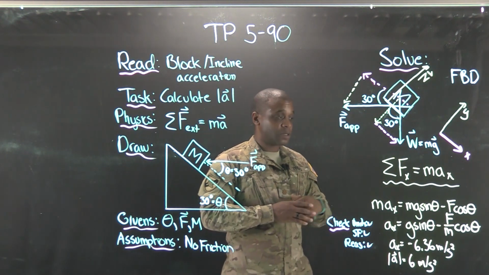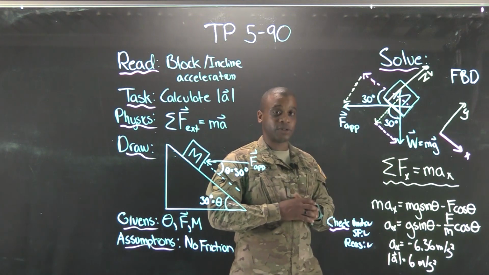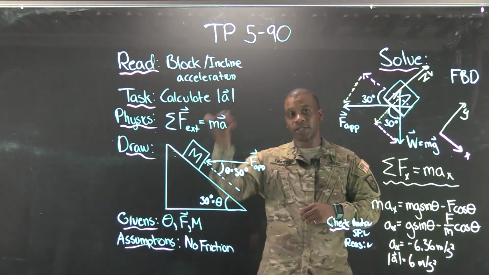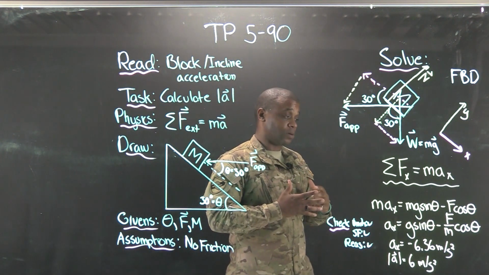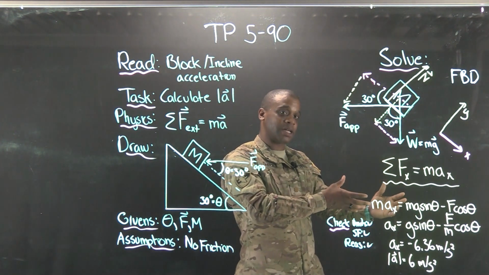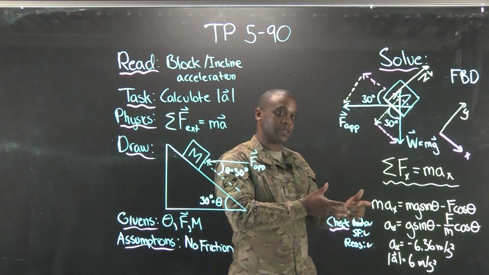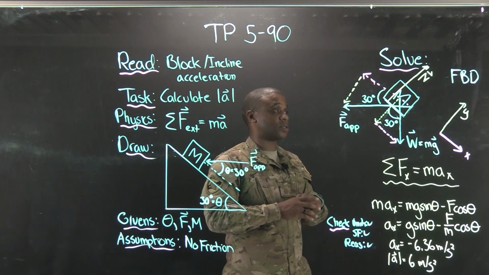Fortunately for us, all we have to do to solve this problem is sum the forces in the x direction because the block is not flying off the incline. Okay, so in summing up all the forces in the x direction, we have to set that equal to the mass times the acceleration of the block. Now let's break down the components of these forces.